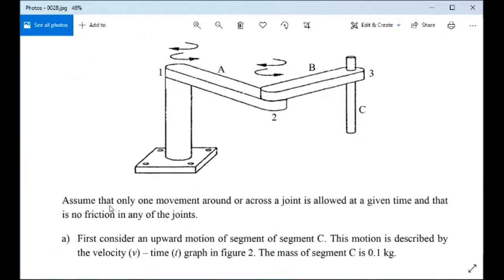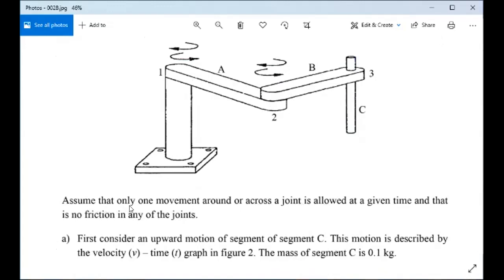Assume that only one movement around a joint is allowed at a given time. Only one movement is allowed. So A and B will be at rest when C is moving. C and A will be at rest when B is moving. B and C will be at rest when A is moving. That's the meaning of this.